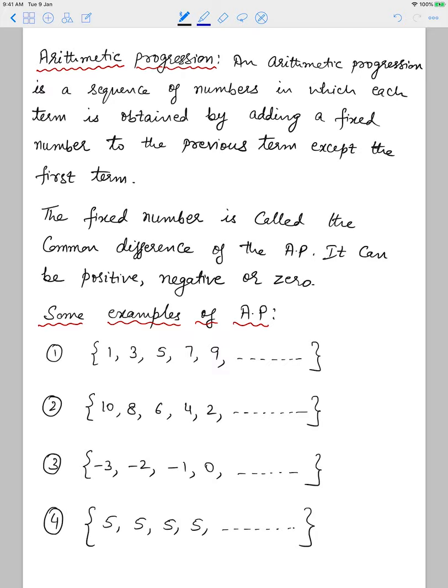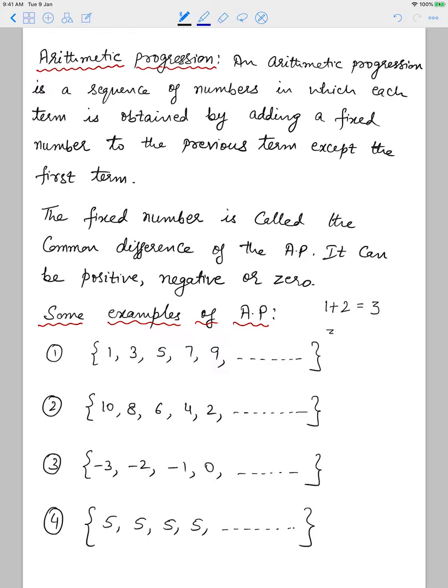An arithmetic progression is a sequence of numbers in which each term is obtained by adding a fixed number to the previous term, right? Except the first term, obviously. The fixed number is called the common difference, right? For example, look at this first example. 1 is the first term. What should I add to 1 to get the number 3? I will add 2 to get the number 3.